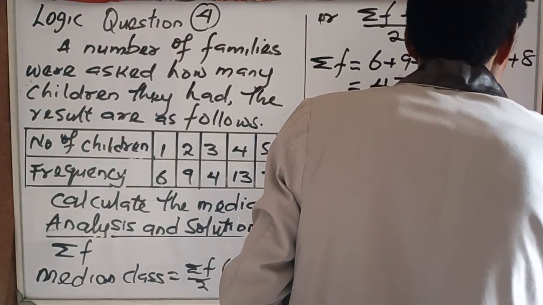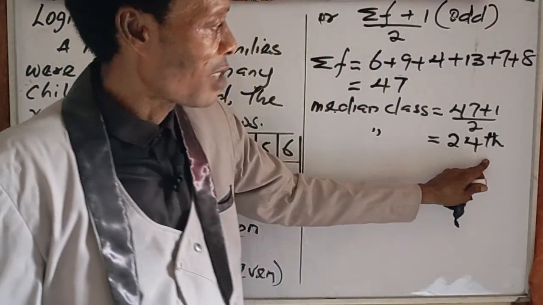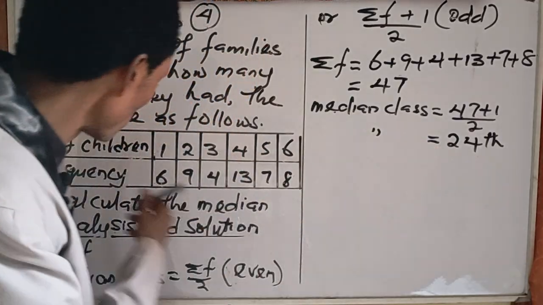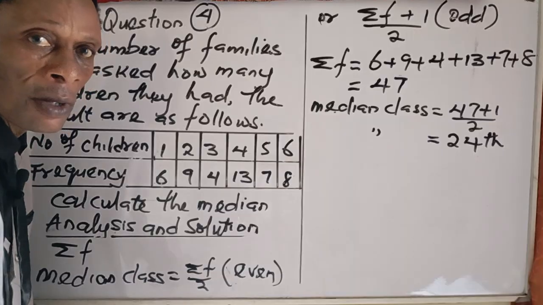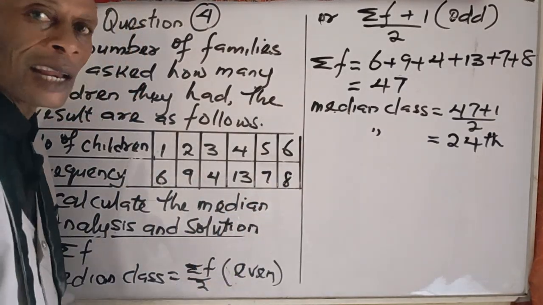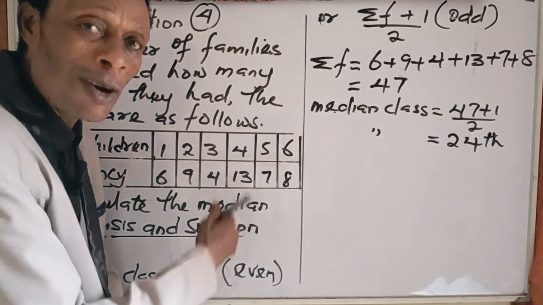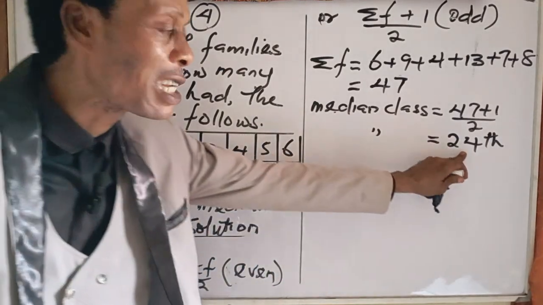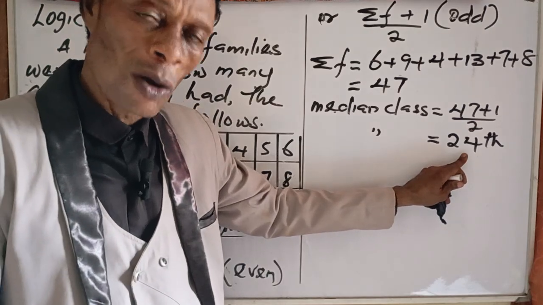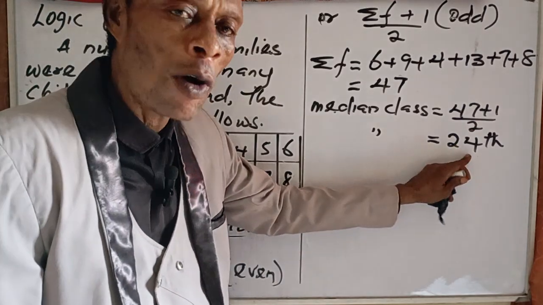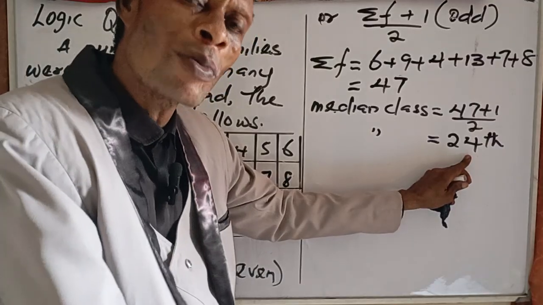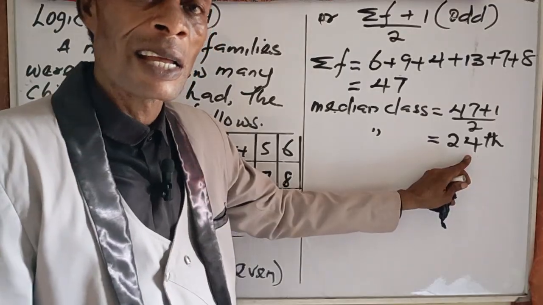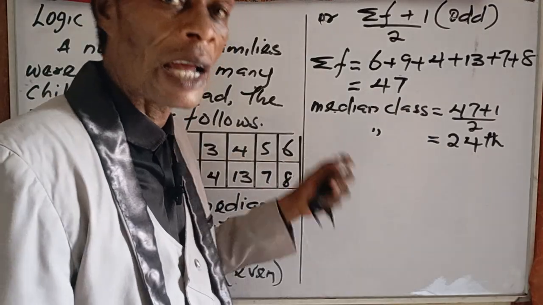So this becomes our median class. They call it the 24th class. The next thing to do is to come to the frequency row and add the frequencies cumulatively from the beginning till you get to the 24th class. Wherever the 24th class lies, you trace that column to its value, and that becomes the median of the distribution.